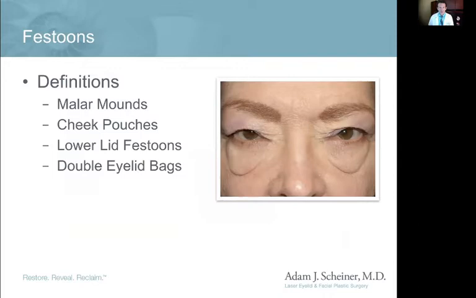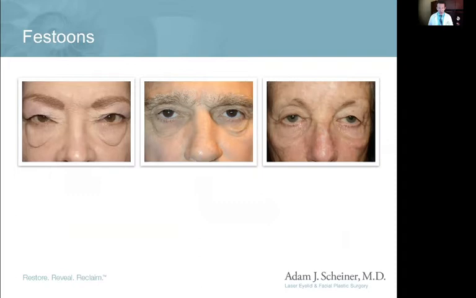Festoons are known as cheek pouches, or double eyelid bags. They form on the cheek and in the lower eyelid. You can see different options here, or different types of cases here. It forms this area on the cheek. I use lasers to help this.